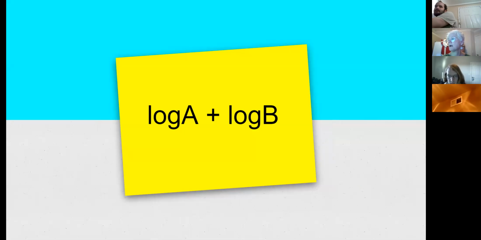Log A plus log B is the same as log of A times B. And you should be able to go backwards and forwards with those. Log A minus log B, and the base can be anything. It doesn't matter. It could be ln A minus ln B, or it could be log base 7 A minus log base 7 B. It does not matter what the base is. It was easier for me just to do them in base 10. That would be log of A divided by B.